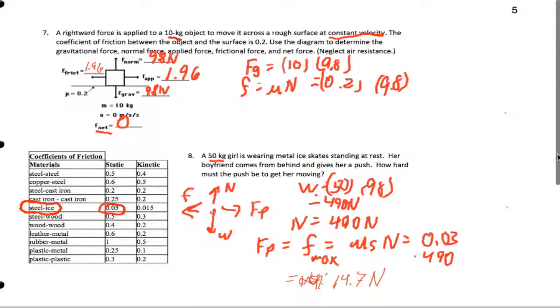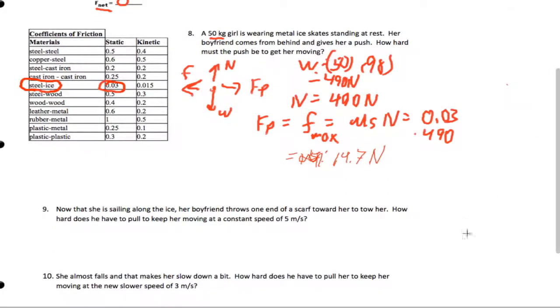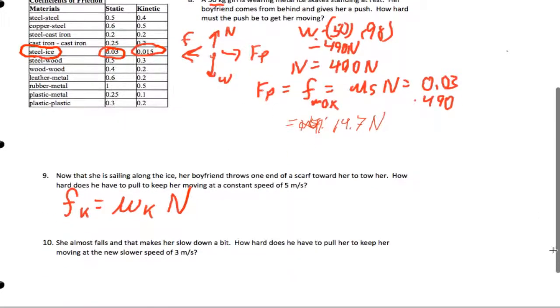Now, for problem number 9, let's just take a look here. She's sliding on the ice. How hard does he have to pull to keep her moving at a constant speed? So what you want to do is multiply by 0.05. So I'll get you set up. That's going to be mu kinetic times the normal force. Now, the funny thing is, the answer to 9 and 10 should be the same.